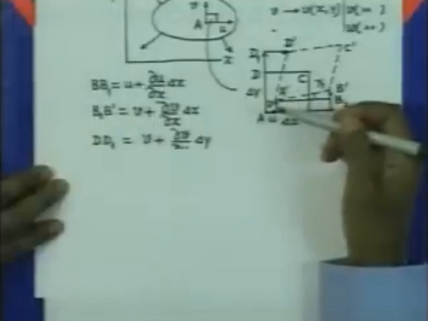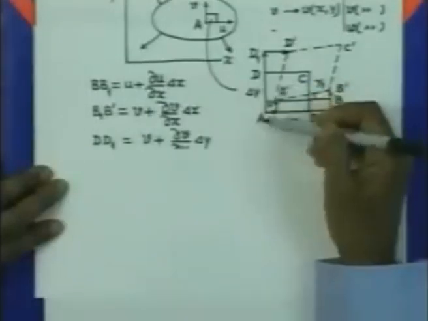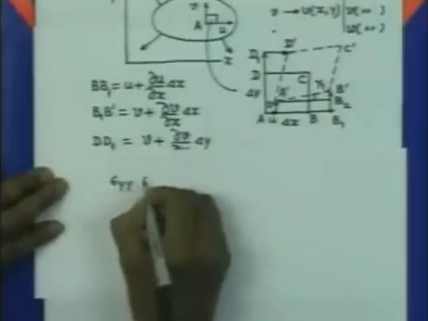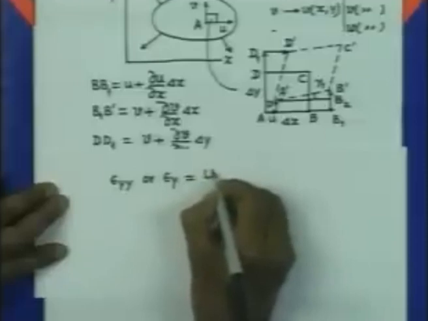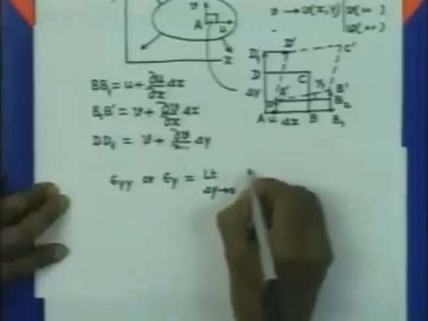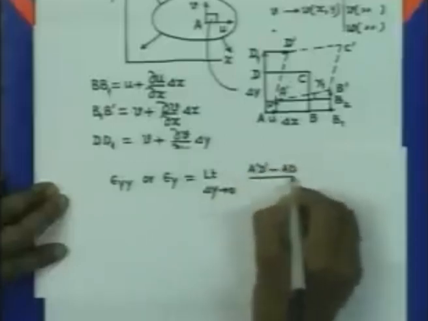Now let us calculate the strain in the y direction. We will again confine ourselves to the deformation here. The strain in the y direction is defined as the deformation of AD in the y direction as this length delta y tends to 0. That is the strain in the y direction at point A, given by epsilon yy, or in short epsilon y, and it is equal to the limit as delta y tends to 0 of A dash D dash minus AD divided by AD.